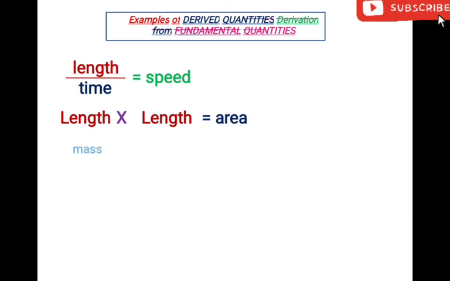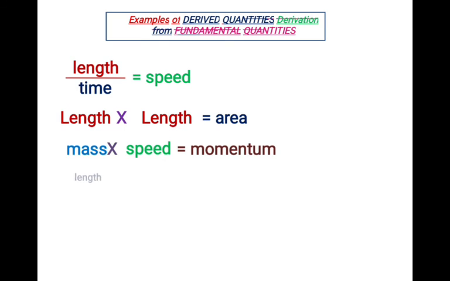Let us look at mass times speed. That is going to give us momentum. Momentum is a derived quantity. Speed is also a derived quantity, while mass is a fundamental quantity. So it means that a combination of a fundamental quantity and a derived quantity can also yield another derived quantity.